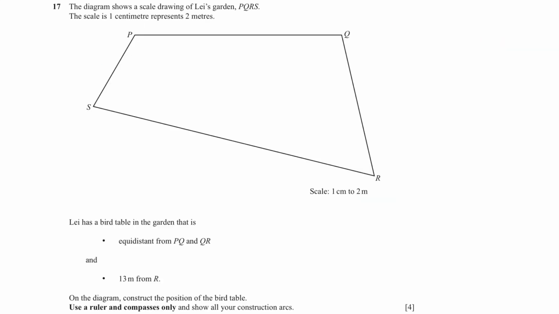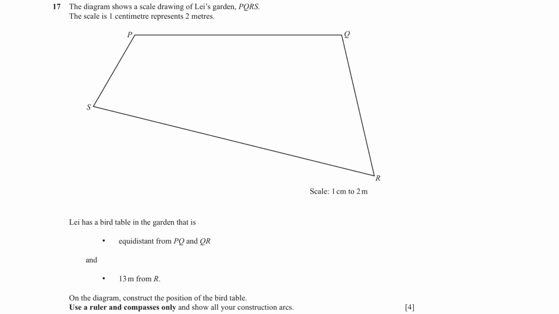Question number 17. The diagram shows a scale drawing of Lee's garden PQRS. The scale is 1 centimeter represents 2 meters. Lee has a bird table in the garden that is equidistant from PQ and QR and 13 meters from R. Equidistant from two lines means that we need to find the bisector of the angle.